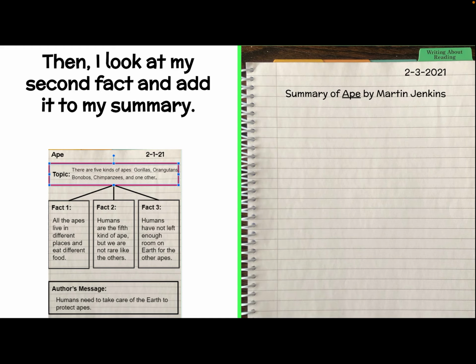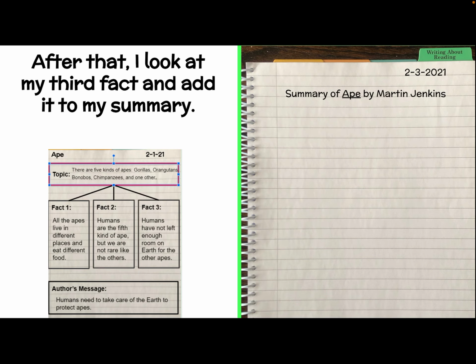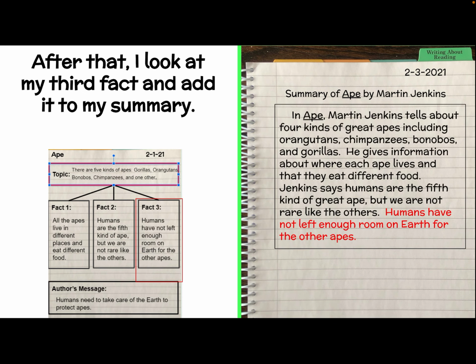Then I'm going to look at my second fact and add that to my summary. My second fact was humans are the 5th kind of ape, but we are not rare like the others. So I also changed that a little bit by saying Jenkins says humans are the 5th kind of great ape, but we are not rare like the others. After that, I'm going to look at my third fact and decide how I'm going to add that to my summary. Well, that fact is looking pretty good, so I'm not going to change it at all. I'm just going to say humans have not left enough room on Earth for the other apes.